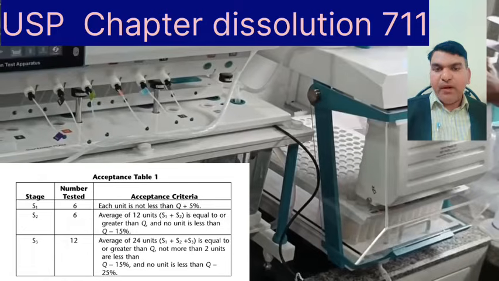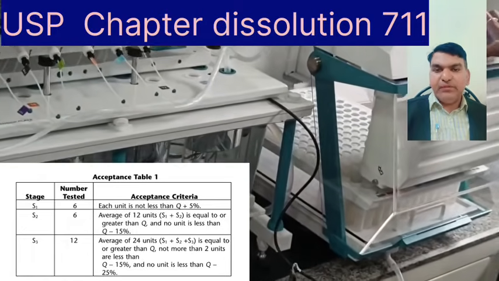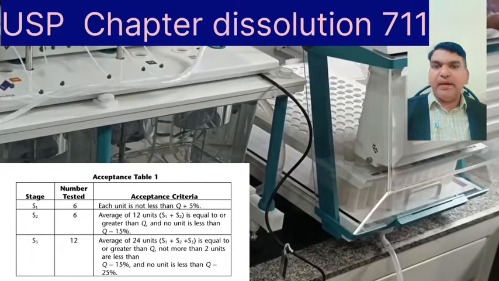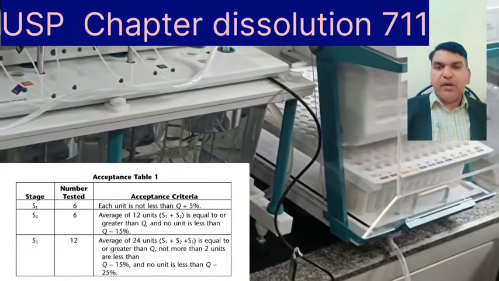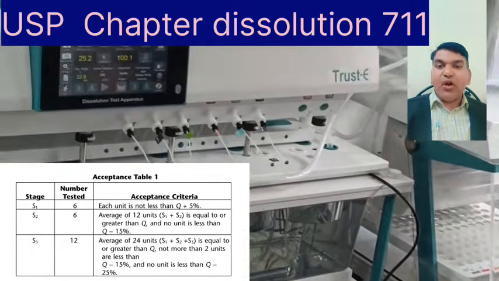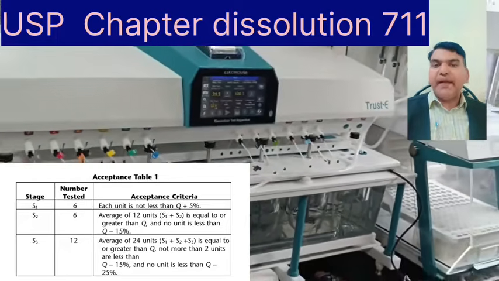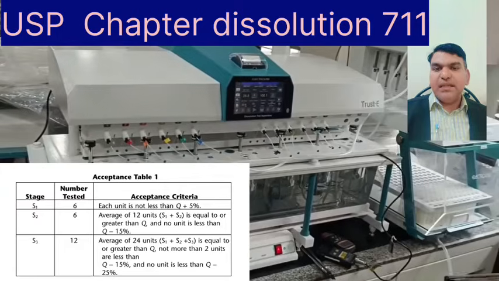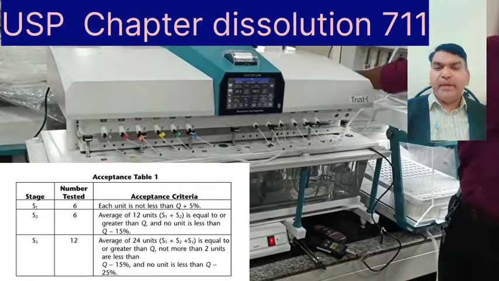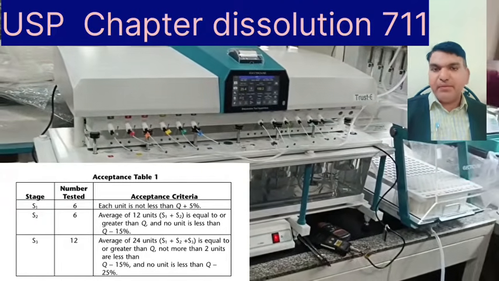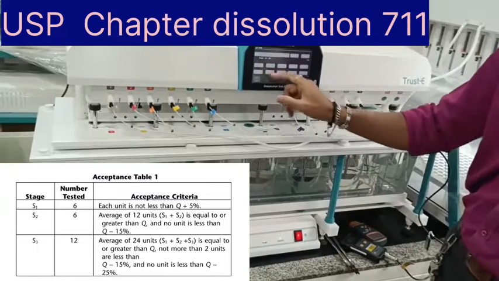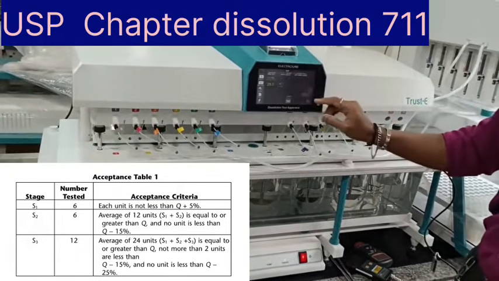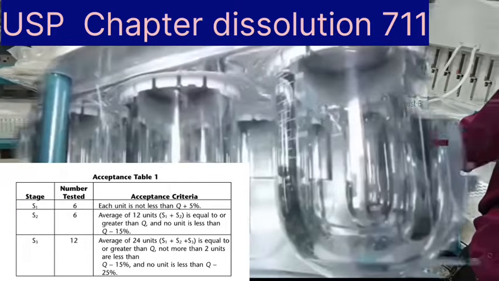The first one is the S1 stage, where 6 units are generally tested. So what is the requirement for the S1 step? All 6 unit results should be greater than Q plus 5%. This means none of the units must have a dissolution result less than Q plus 5%. What is Q in this example? It is 85%, so 85 plus 5 becomes 90%. If all 6 units are at least equal to or greater than 90%, then you can say the dissolution meets the requirement at the S1 stage.